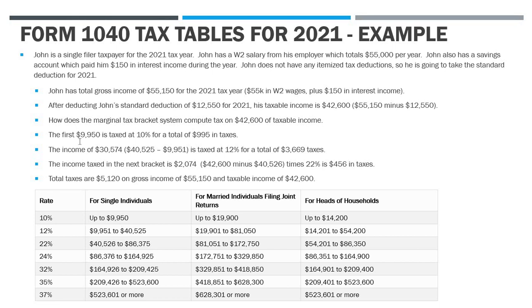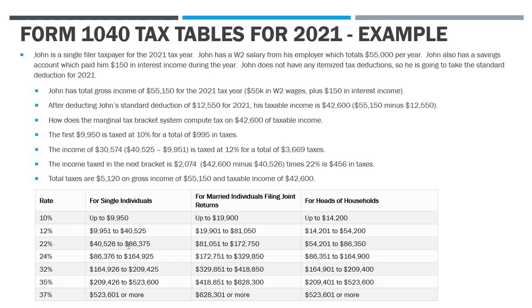So the first $9,950 that John earns is taxed at 10%. So 0 to $9,950 is at 10% for $995 in taxes. Now within the second range, the amount of income in here is $30,574, right? The $40,525 minus $9,951. That income bracket is going to be taxed at 12%, so for a total tax of $3,669.